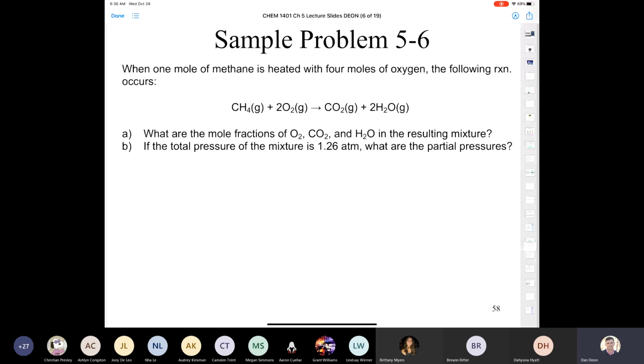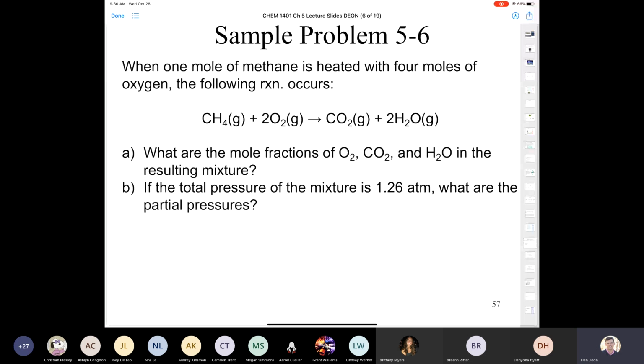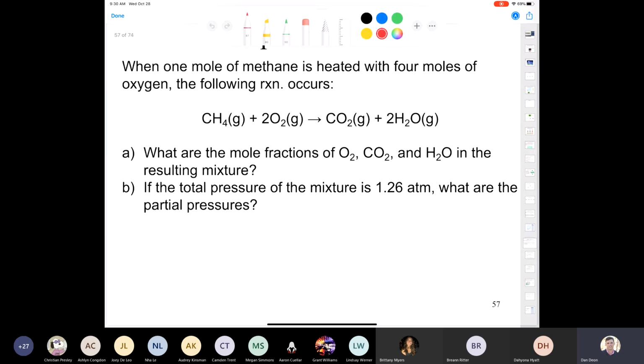And the problem is this, and maybe I'll back up here because I might need a couple of slides to finish this. It says when 1 mole of methane is heated with 4 moles of oxygen, you get the following reaction. So this is the combustion of methane, and it produces carbon dioxide and water. What it's asking us is what are the mole fractions of oxygen, carbon dioxide, and water in the resulting mixture. And remember that I told you what mole fraction was last class: the mole fraction of anything is equal to the number of moles of that component divided by the total number of moles.